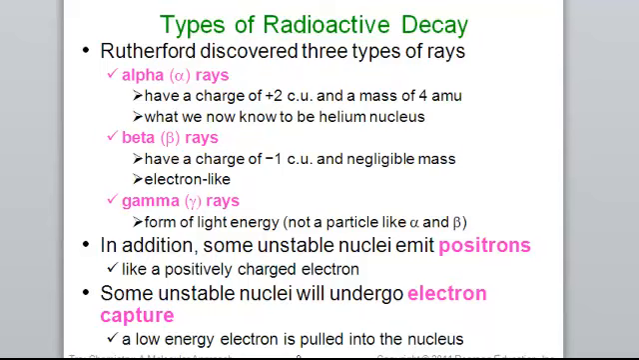So in addition to these 3 categories of radioactivity Rutherford discovered, we do have some unstable nuclei emitting positrons, which are positively charged particles like an electron would be negatively charged. And then some unstable nuclei will undergo electron capture, which really draws an electron into the atom itself to help create a lower electron energy arrangement, pulling it right into the nucleus.